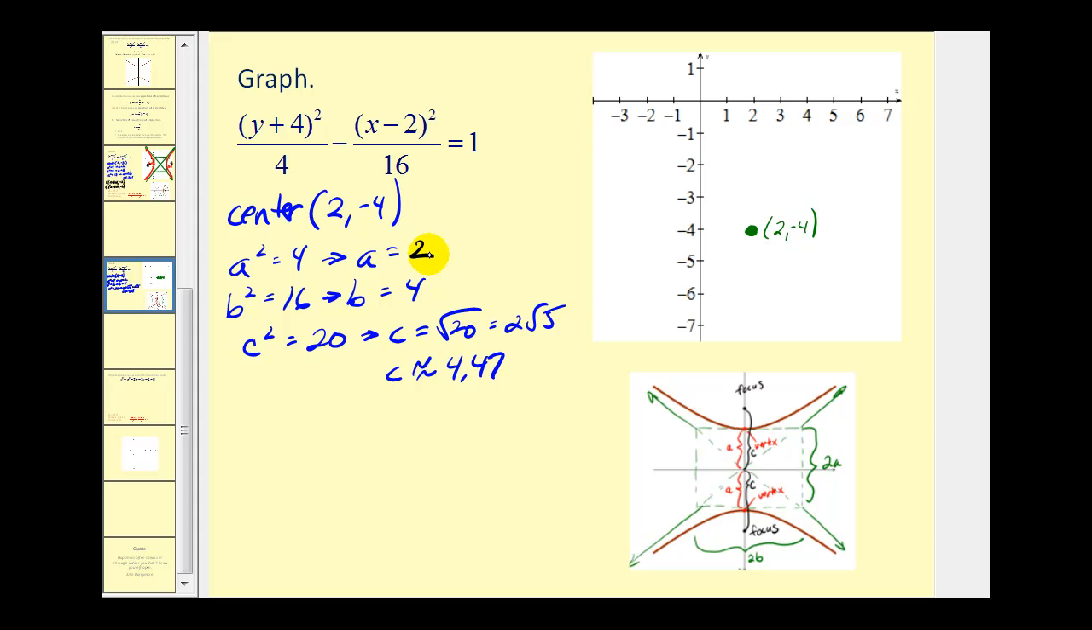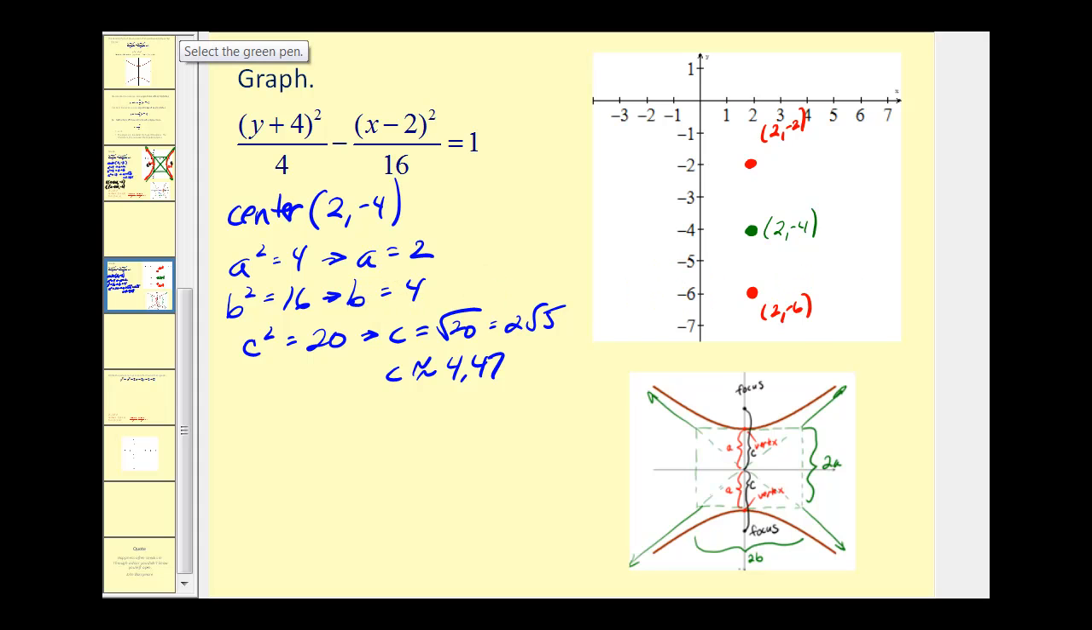Since a is equal to positive 2, we'll go up 2 units and down 2 units. So this would be 2, -2. This would be 2, -6. Those are 2 points on the hyperbola. So now we'll go ahead and sketch the rectangle so we can form the asymptotes. We already know the height of the rectangle now. Now we need to determine how wide it would be. It would be 2b units wide. Since b is 4, it's going to be 8 units wide.